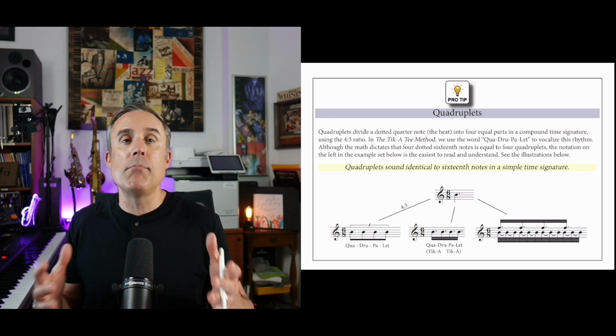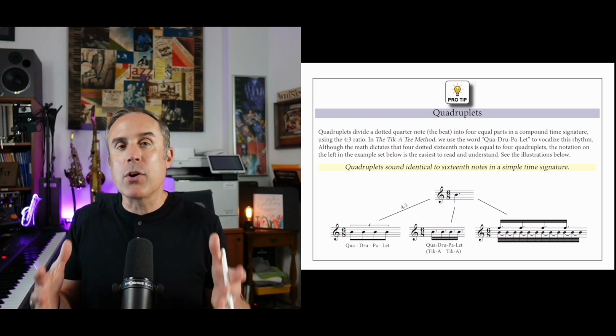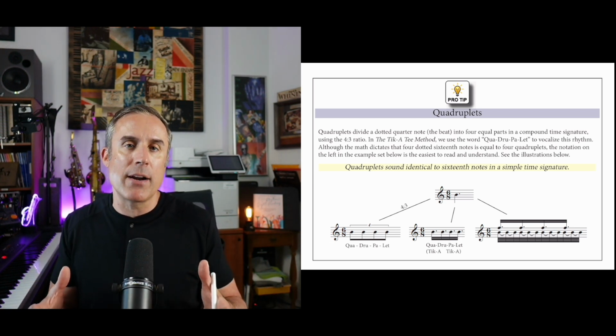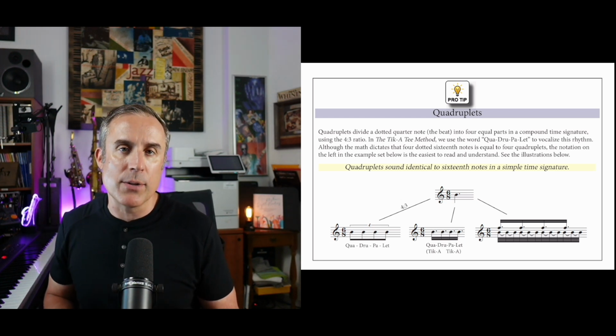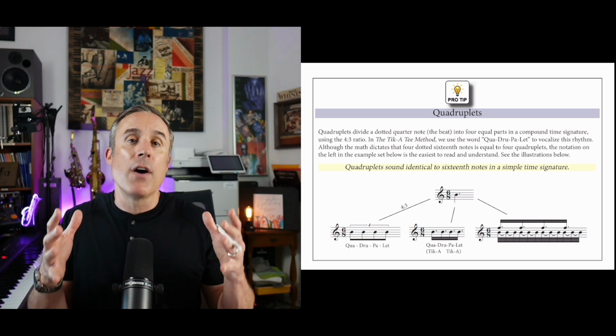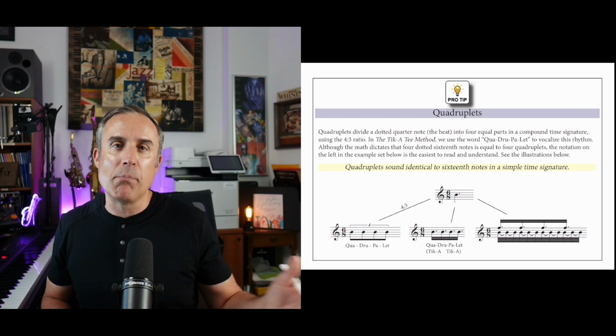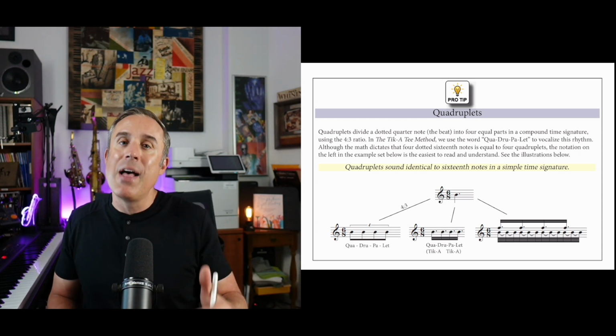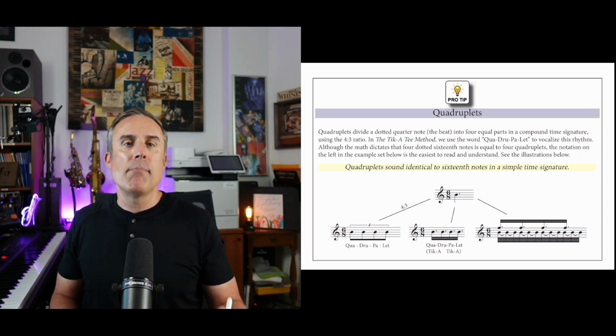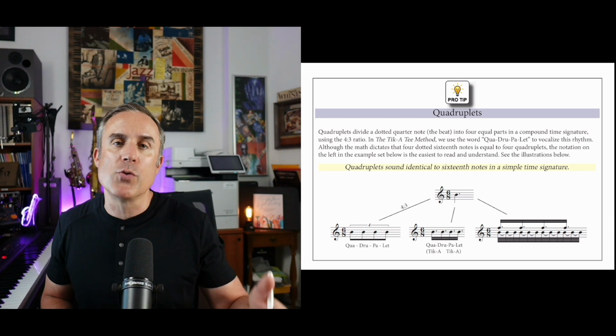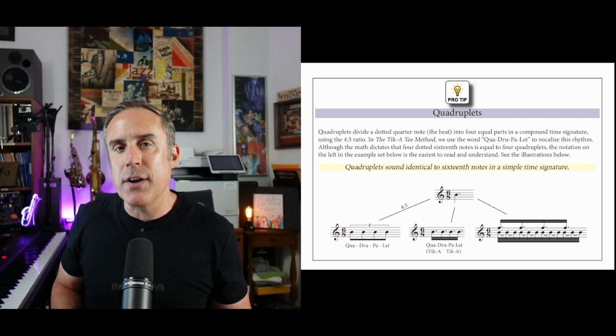What I'll do is a full measure of eighth notes with the typical breakdown, the normal breakdown of that dotted quarter note into 3 equal eighth notes. Then I'll do a measure of quadruplets, 2 full beats of quadruplets. And you'll hear how they sound like 16th notes, but with the Tik-A Tee verbiage, it's quadruplet. All right? I'll give myself a 2-measure count off.